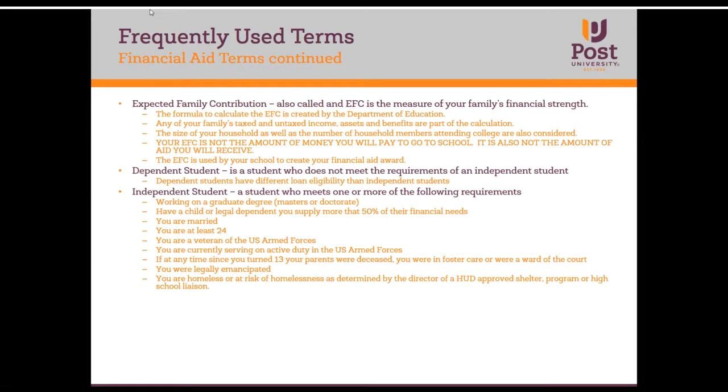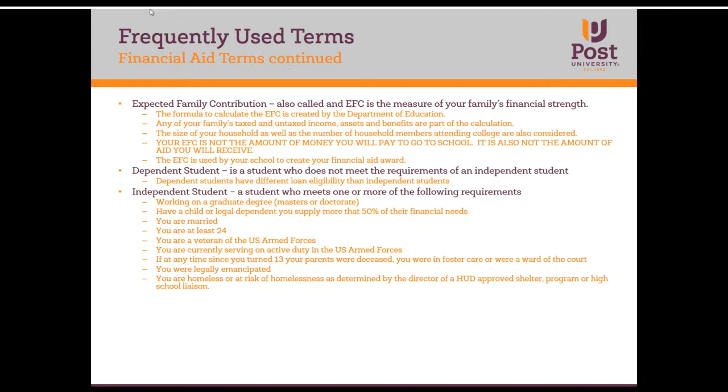If you are under the age of 24 and have a child or a legal dependent as awarded to you by the court that you can prove has been made your dependent, and that child or dependent you support more than 50% of their financial needs, the Department of Ed says you're an independent student.